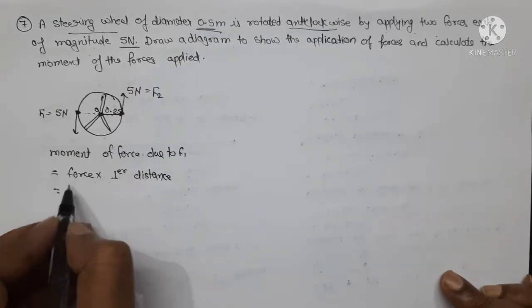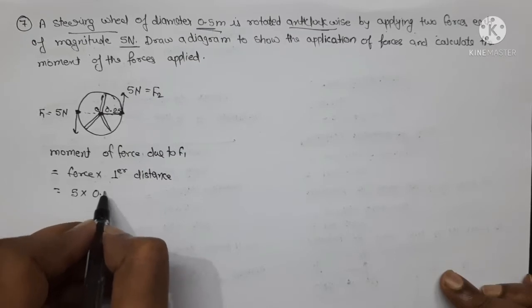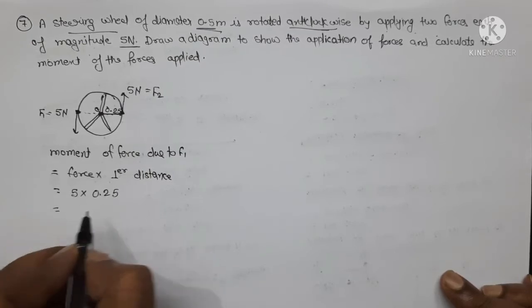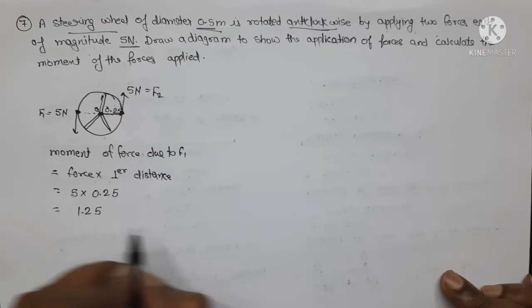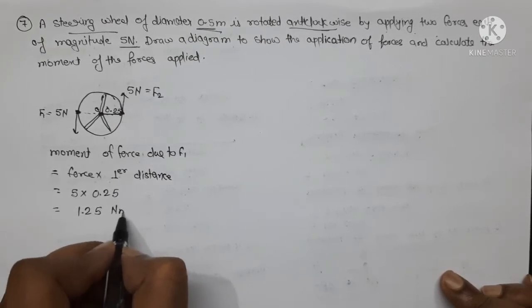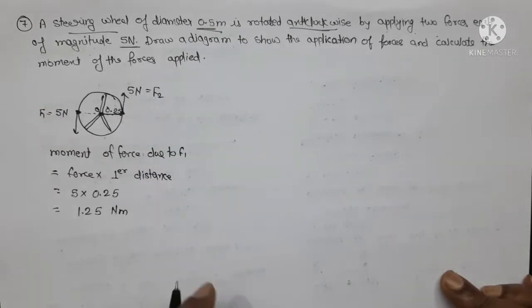So this distance will be 0.25 meter. So what you will write, this force is 5 Newton and the distance is what? 0.25 meters. So 25 into 5, it is nothing but 125. So 2 digits after the decimal, it will become 1.25 Newton meter. Now this is the moment of force due to F1 only.